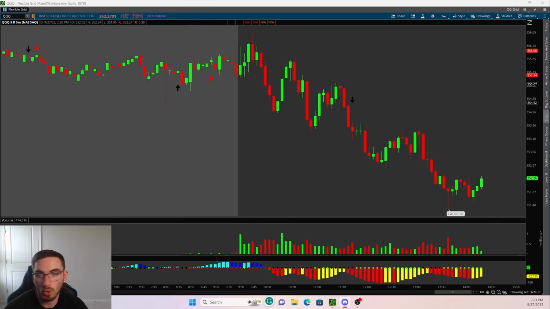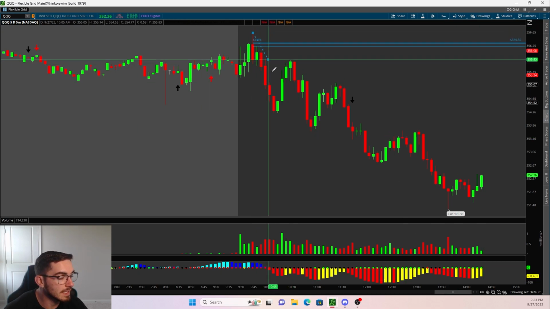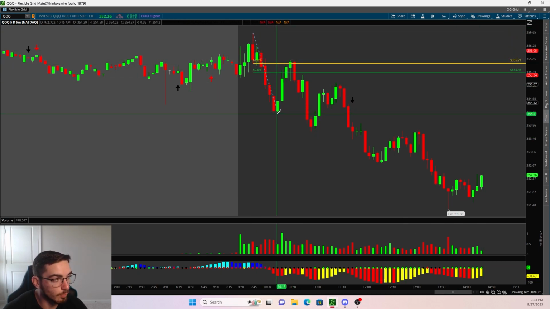So now if we head back on over to the QQQ chart, the same exact thing. Here is our high, here is our low. And we want to look for price to come back up towards the 50% retracement and the 61.8% retracement.